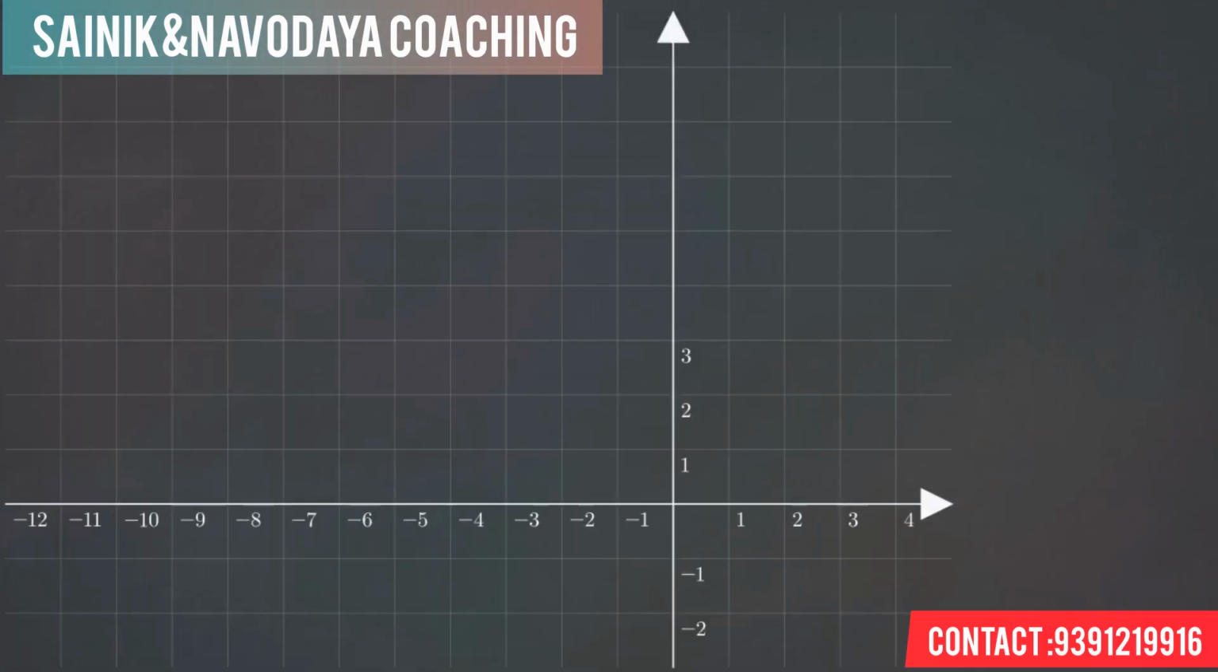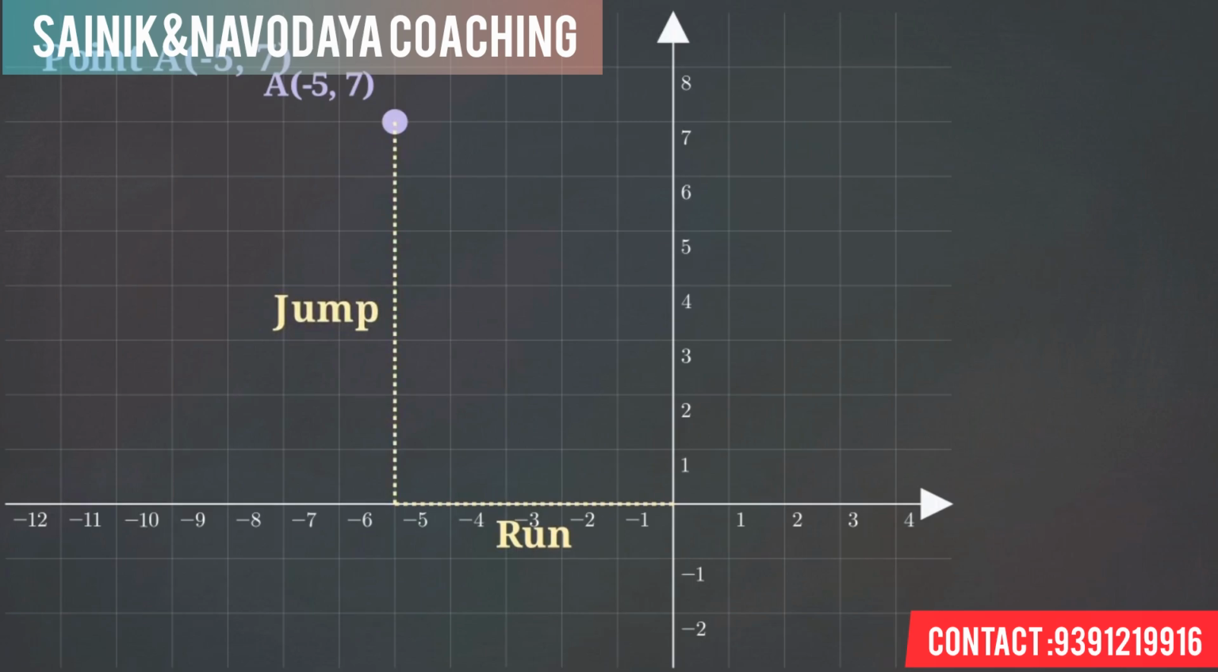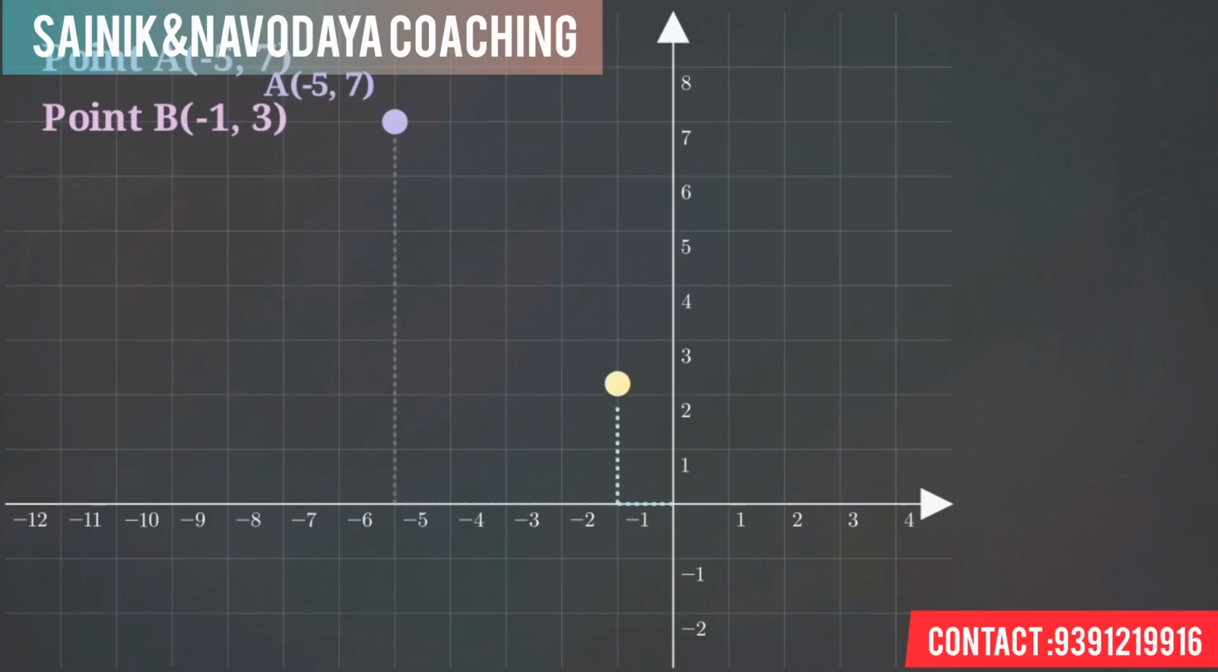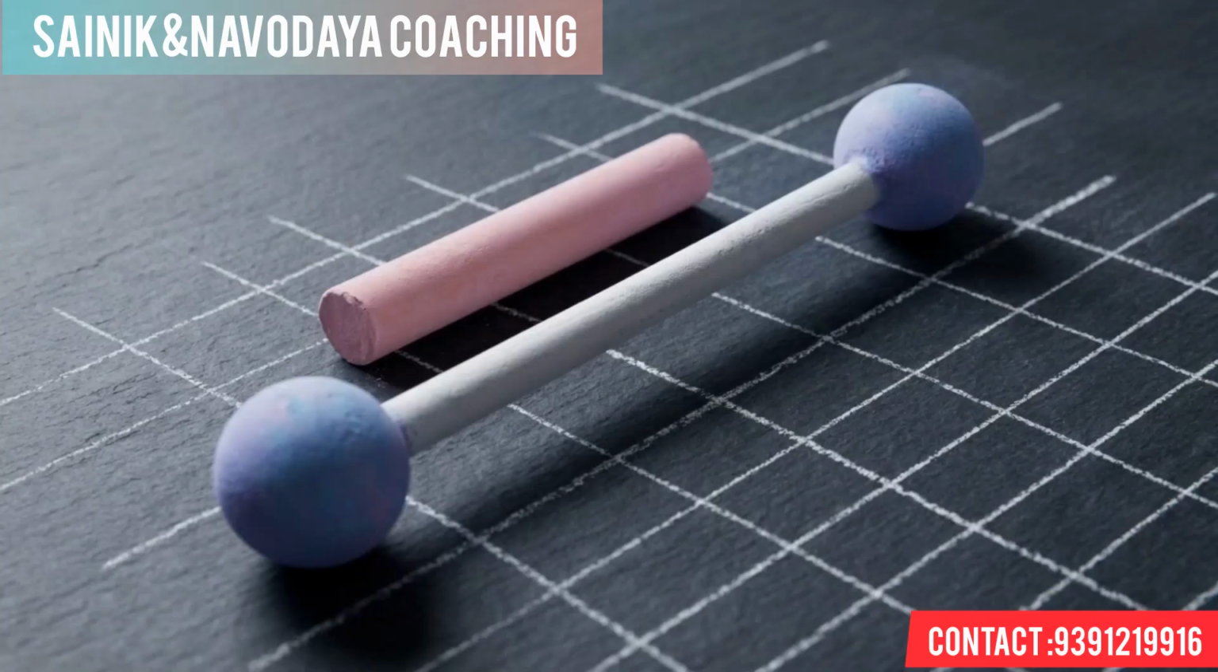To plot point A, start at origin, move left 5, up 7, and drop the point. Remember, run before you jump. Move horizontally first. For point B, reset, run left 1, jump up 3. Finally, draw a line connecting them. We now have a concrete visual representation of the line segment. Our next step is to calculate its exact mathematical length.